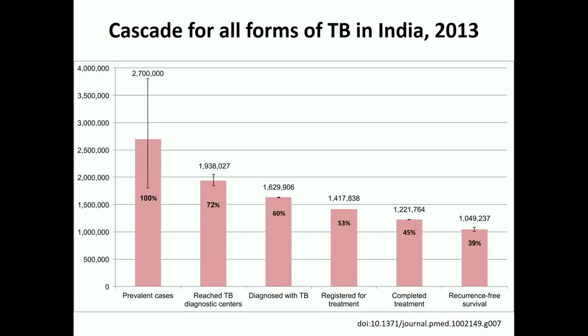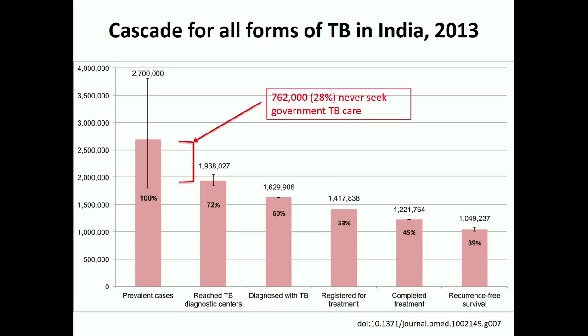And the gaps here are implied in the drop-offs in the bar graphs. So about 760,000 patients, or 20% of the overall population of TB patients, never seek or reach government TB care.